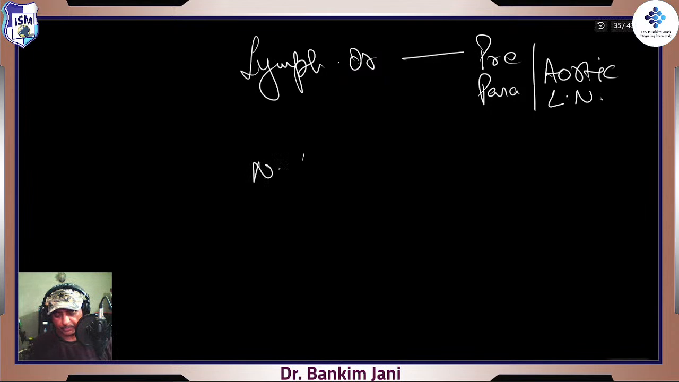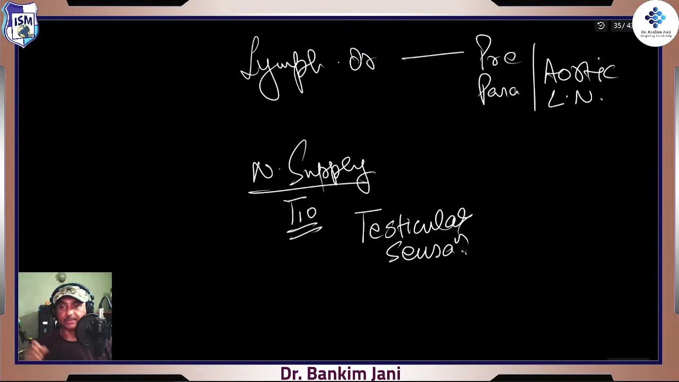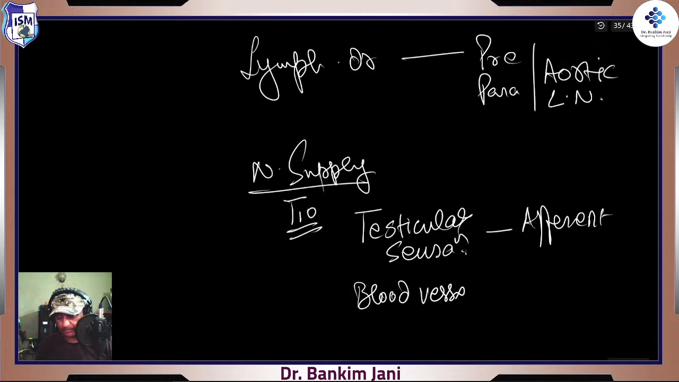Okay, we go for a quick nerve supply. In nerve supply, it is this T10, right? Very important, because when there is injury to the spine, this level is important, because if the injury is above this, then these testicular sensations are lost. So T10 is for testicular sensation. Sensations, so they will be afferent. Those sensations would be carried, so that is what is called the afferent. Efferent, when the message comes from the brain, and for the blood vessels, okay, dilate, so that is efferent. So that is afferent and efferent.